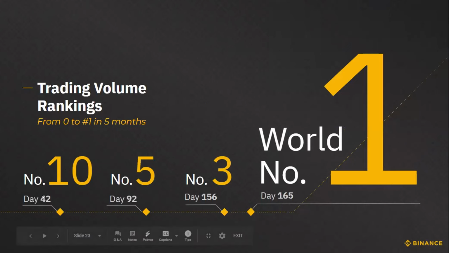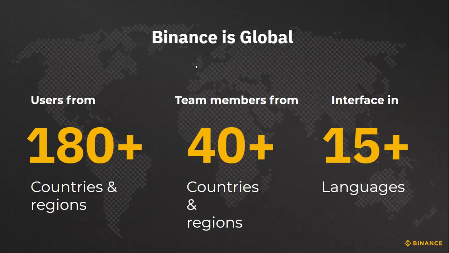All right, so when Binance started, it took them like 42 days to become number 10 exchange in the world, and then it took them 92 days to become number 5 exchange, and then on day 156, it took them 156 days to become number 3 exchange in the world, and then now they are the number 1 exchange, and they did that in 5 months, basically. So that goes to show you that Binance is not a small Nigerian thing, but doing a lot. All right, so Binance is global.